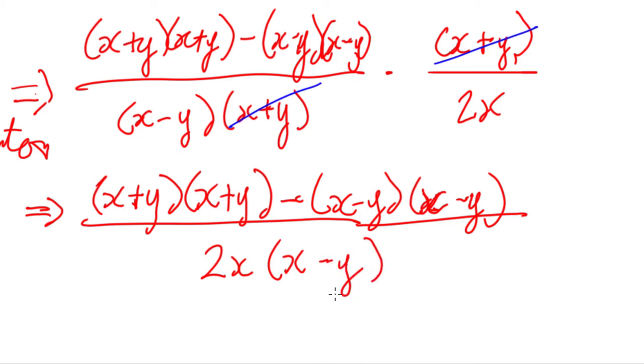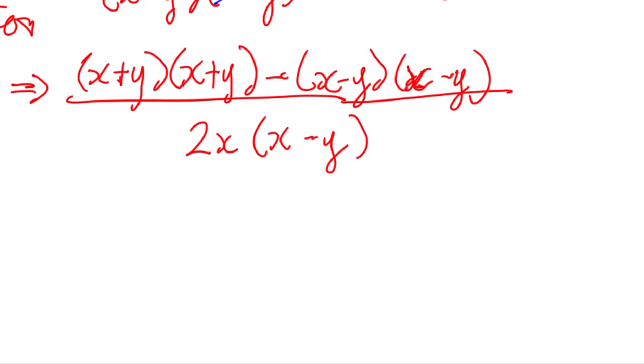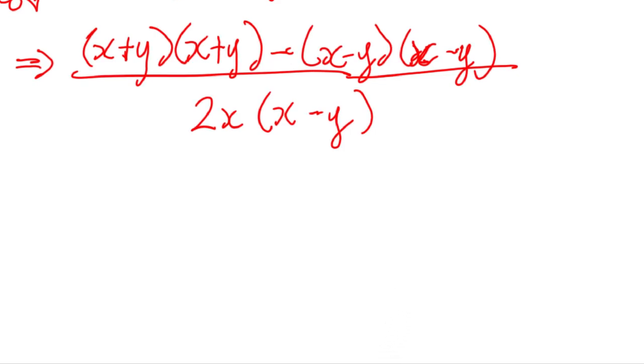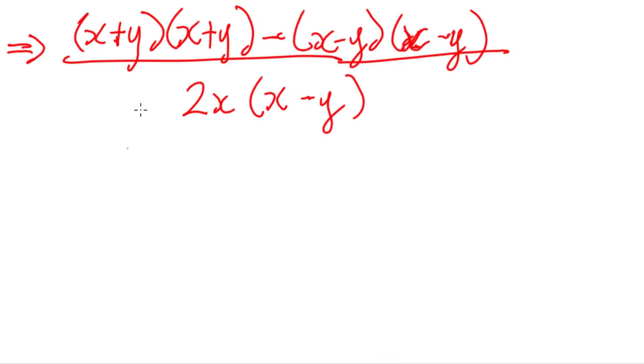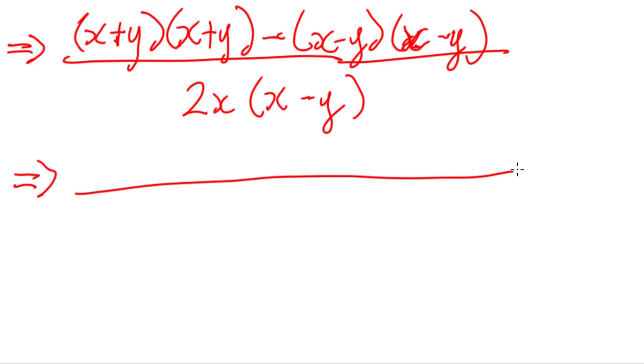Now, let's go further and try to do the FOIL method on each of these terms. Hopefully that will simplify things a little bit. So we'll do the FOIL method here. Again, multiplying binomials. First times first, that's x squared. Outer, x times y, that's xy. Y times x is also xy. And y times y is y squared.